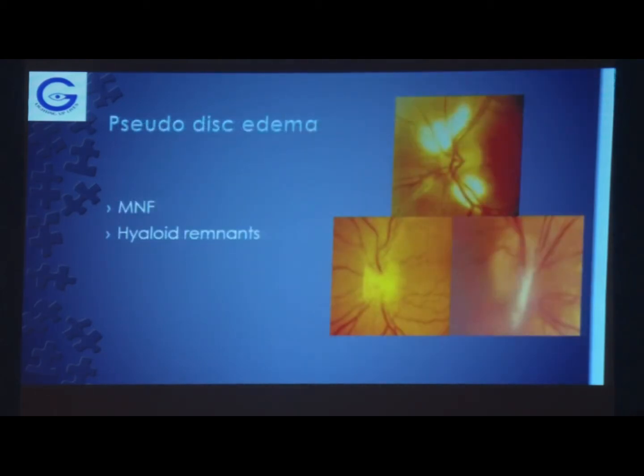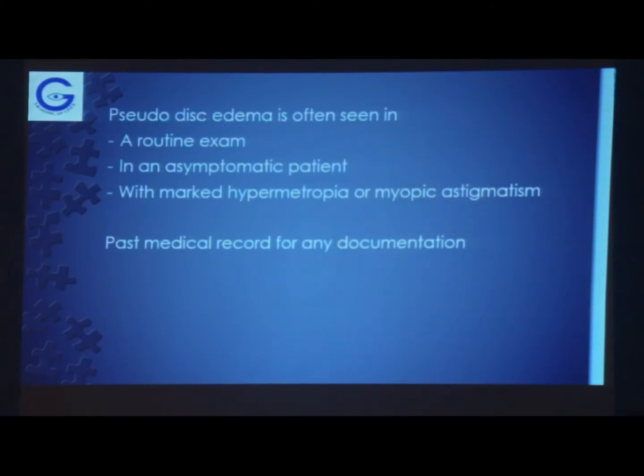So what are the other DDs of pseudo disc edema? It could be myelinated nerve fibers and hyaloid remnants, which we can find out by ordinary fundus examination itself. So pseudo disc edema often presents to us in a routine examination in an asymptomatic patient with marked hypermetropia or myopic astigmatism. And when we check the past medical records, we'll be able to find it.